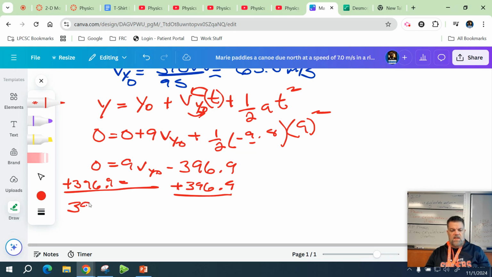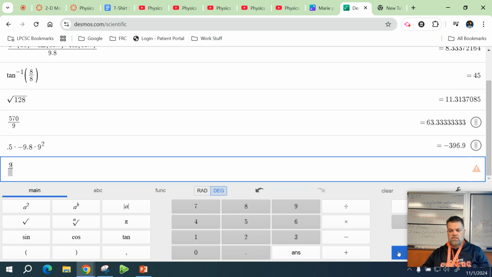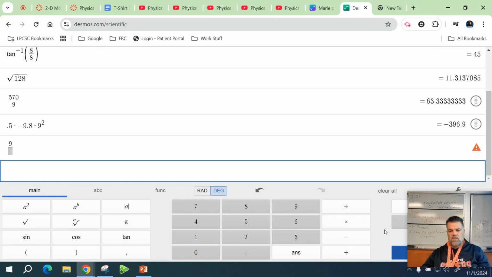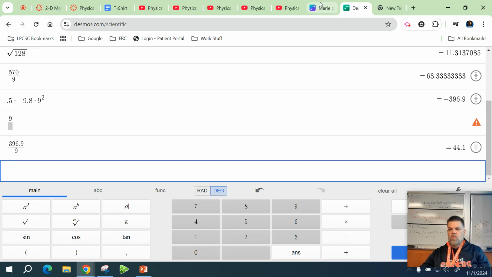So 396.9 is equal to 9 times v y naught. Divide by 9. 396.9 divided by 9 is 44.1.